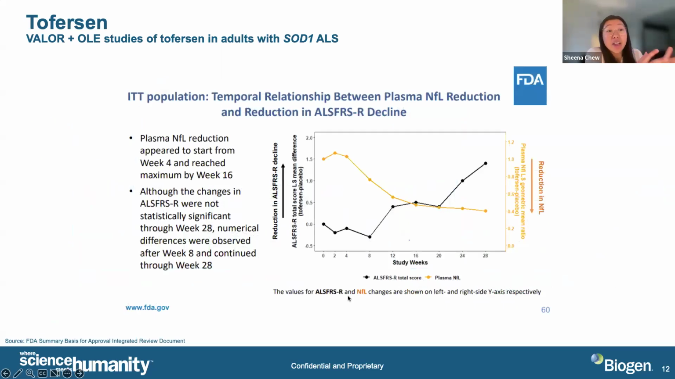During our interactions with the FDA, it was also noted that there was a temporal relationship between reduction in neurofilament in plasma and then reduction in ALSFRS-R decline, which happened afterwards. So there was some agreement that neurofilament reductions happened first, and these preceded and predicted the reductions in clinical decline later on.